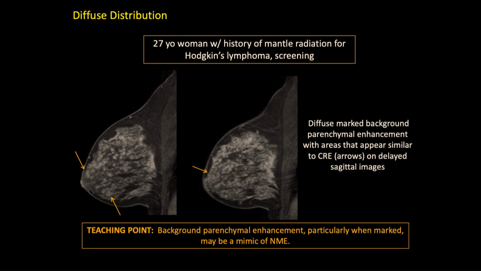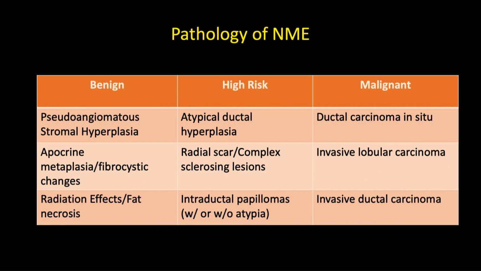So a diffuse distribution is often seen in background parenchymal enhancement, particularly when marked. This is a 27-year-old woman with a history of mantle radiation for Hodgkin's lymphoma. She's here for her screening MRI, and you can see a diffuse marked background parenchymal enhancement. And as Dr. Comstock mentioned, some of the areas do appear similar to clustered ring enhancement because of the fibrocystic changes of the ducts.